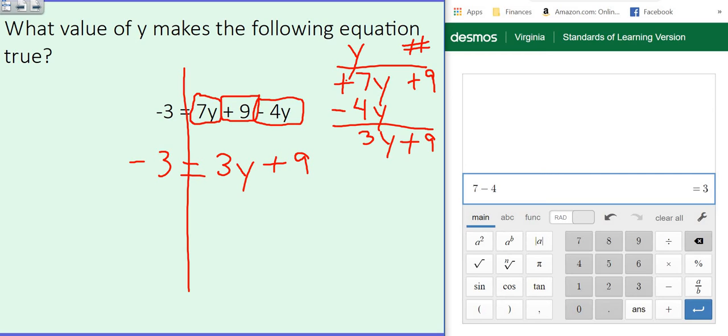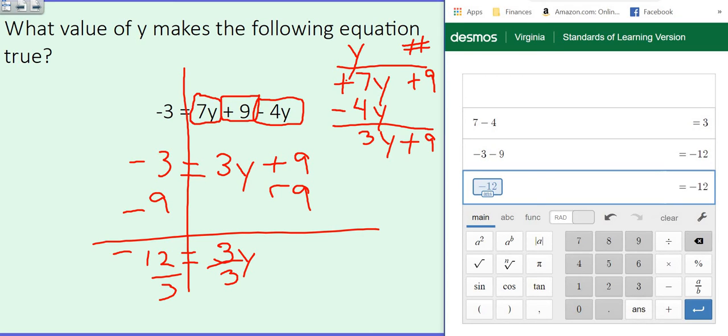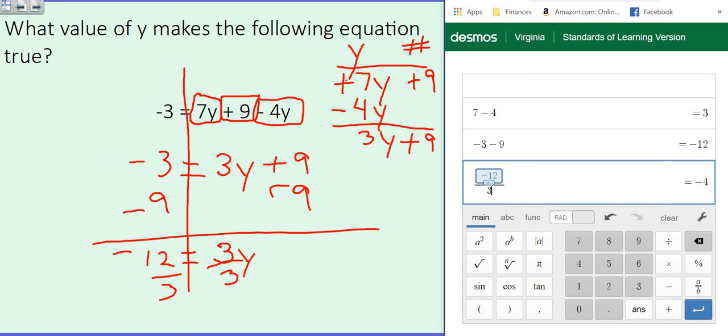Then we start to solve. We have negative 3 equals 3 times y plus 9. We're going to get rid of that 9 first by subtracting 9 on each side. And then I'm going to come back over here and use my calculator some more. Negative 3 minus 9 is negative 12 equals 3y. Okay, so that's multiplication. To undo it, I'm going to divide by 3. So I'm going to hit enter, click on answer to bring it down, and divide by 3, which gives me y equals negative 4.